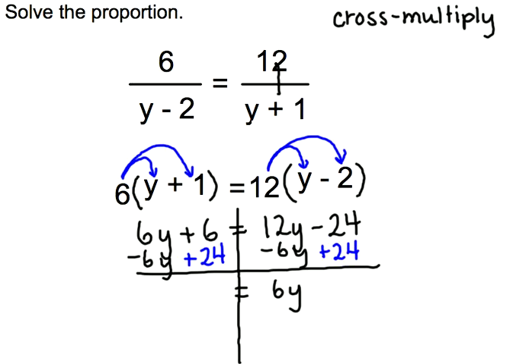And so 6 plus 24 gives me 30. Now I want to isolate that y term, so I'm going to divide both sides by 6. And I get y equals 5. And that is my final answer.